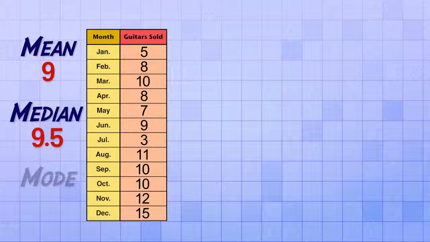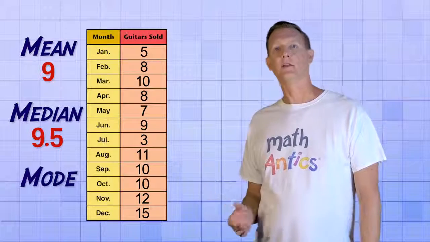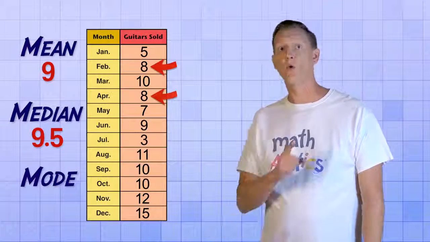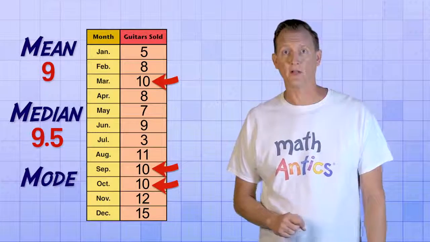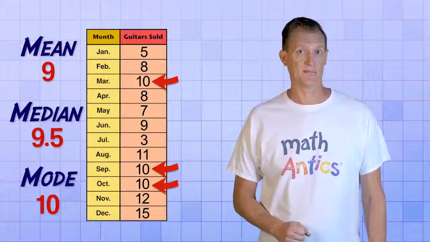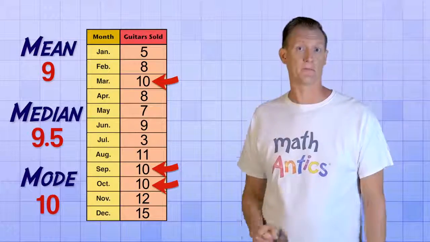Last of all, let's identify the mode of this data set, if there is one. Well, let's see. There's 2 8s in the data set. Oh, but there's 3 10s. That looks like the most frequent number. So 10 is the mode of this data set. It's the result that occurred most often.